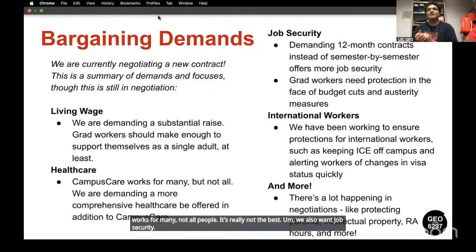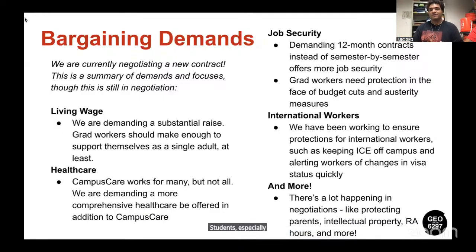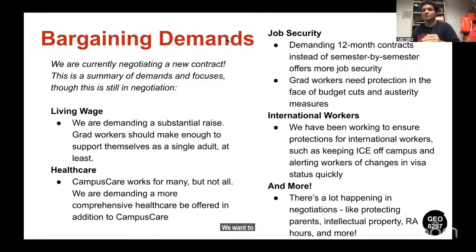We think that it's atrocious that students, especially international students, can get 9-month contracts and then have precarity for the following 3 months, especially on F1 visas. When you have a limited amount of hours you can work, it's rough. We want to put 12-month contracts on there. We want protections for international workers.